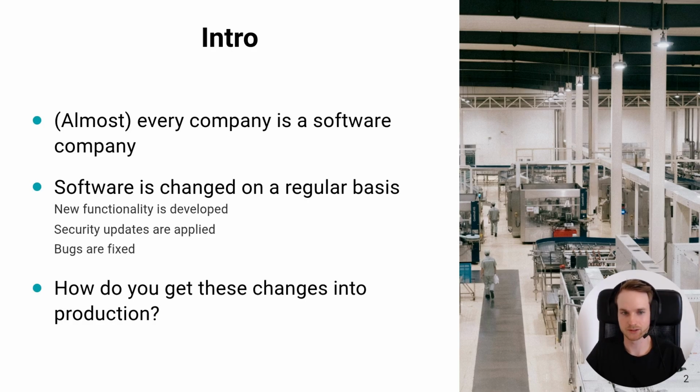Software changes on a regular basis and new functionality is added almost every day. Security updates are applied to make the software more secure, and if something did not work out as planned, bugs have to be fixed so that the software is working again. But the question is, how do these changes get into production and into the software product? So how does this software factory actually produce software and ship it to the customers?